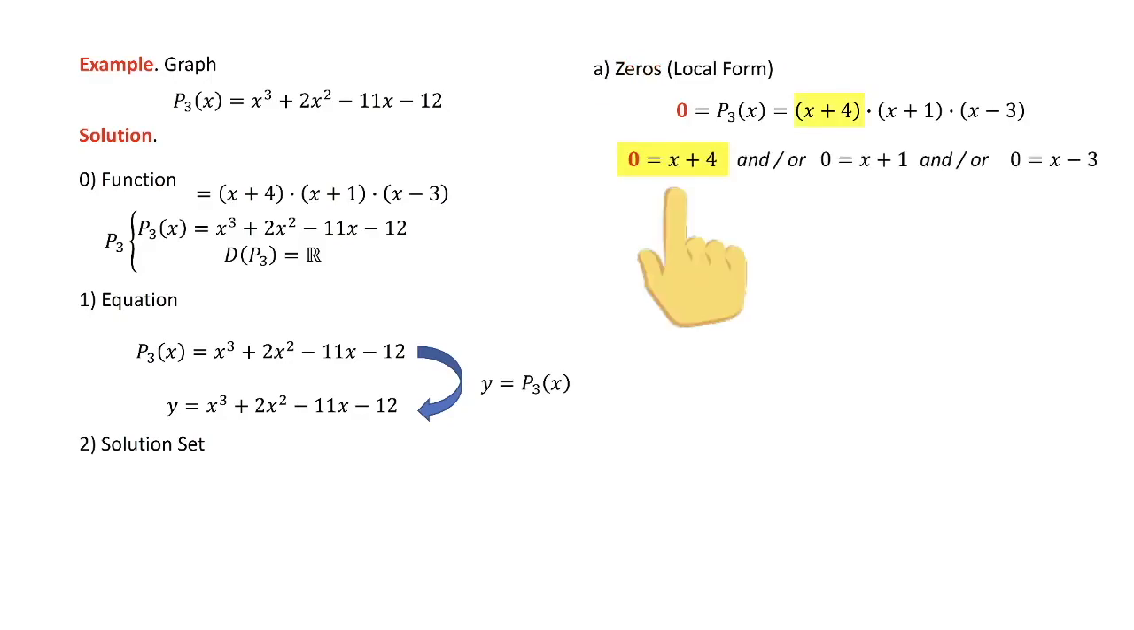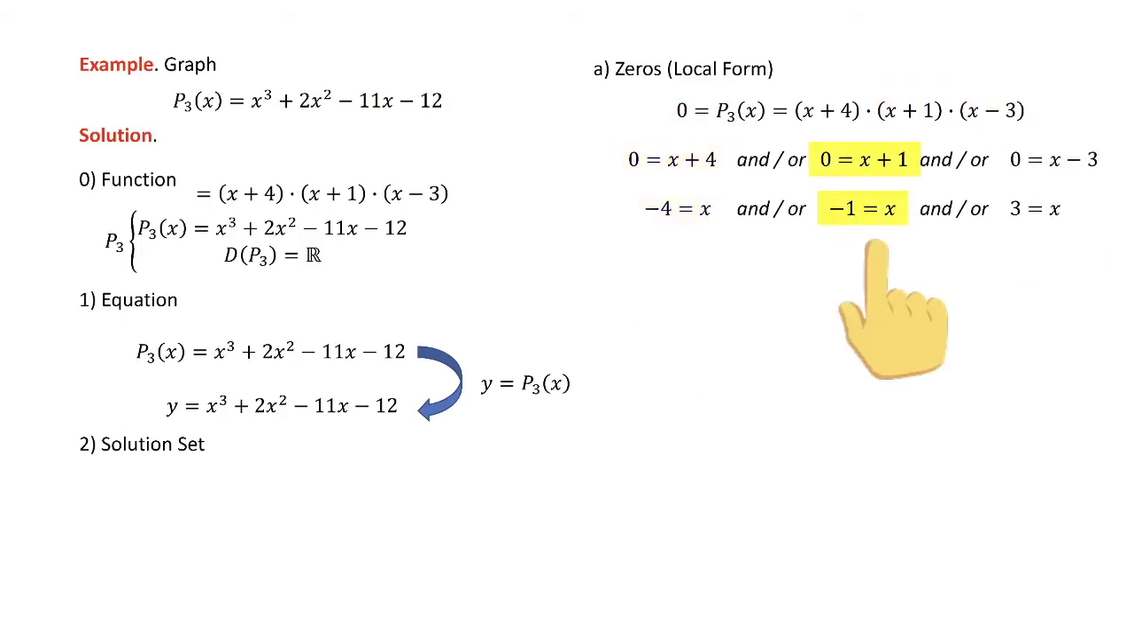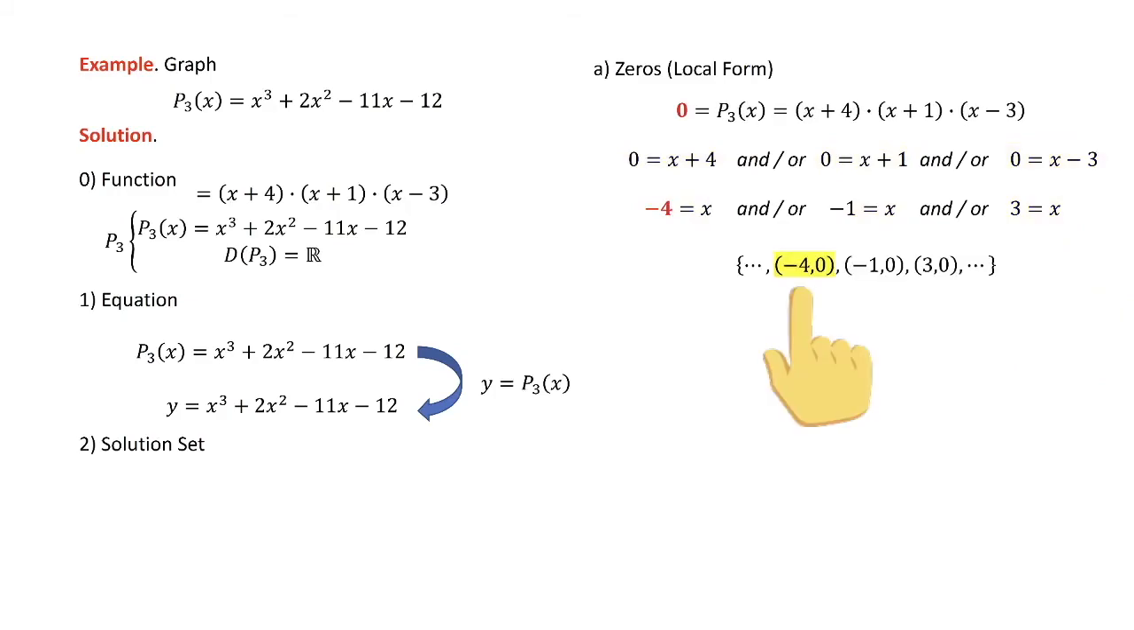And there's my local form. So it's a times b times c equals 0. A is 0, B is 0, C is 0, and you get your x is minus 4, minus 1, and 3. So that gives me the zeros. Remember, I don't have to calculate. I know the y is 0. That's what it means when you're at 0. So I have my 3 points, my zeros, and I can graph those.